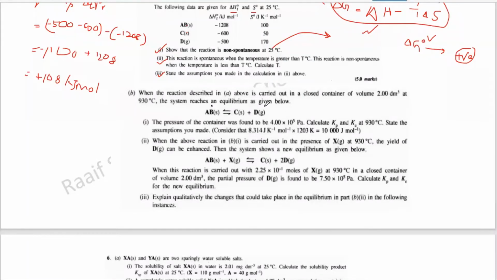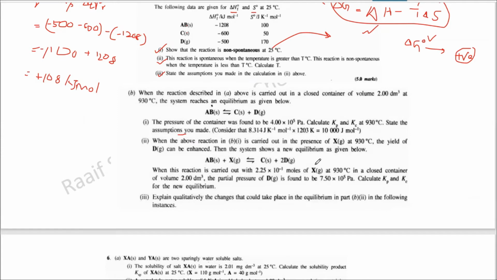So in part B, this was the first. State the assumptions that you made. So what are the assumptions here? The main assumption is D acts as an ideal gas. So there is one assumption that you can use here, and there is no pressure created by C solid and AB solid.